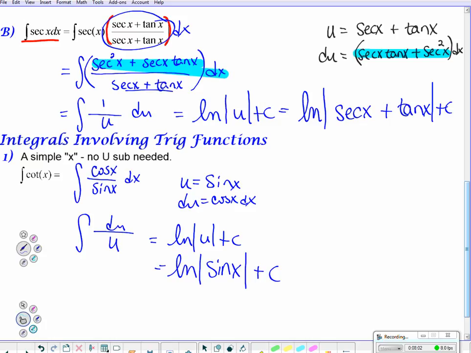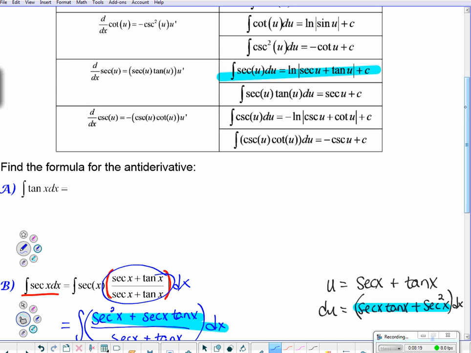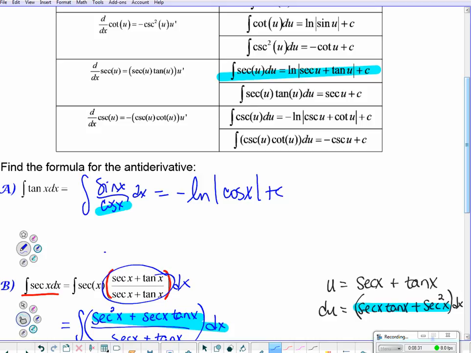I find these easy to remember by thinking about, for cotan, what's on the bottom? Well, what's on the bottom is sine, and what turns out to be its integral, natural log of sine. Same thing's true for looking at tangent. What was on the bottom for tangent? The integral of sine x over cosine x dx. Well, the answer turns out to be negative natural log cosine x plus c. What was on the bottom? Cosine. What's in your natural log? Cosine. That's one way I keep them straight.